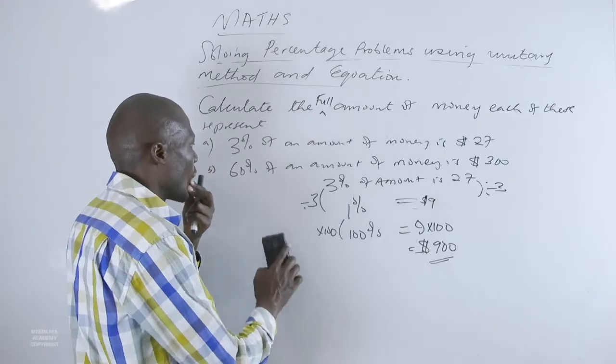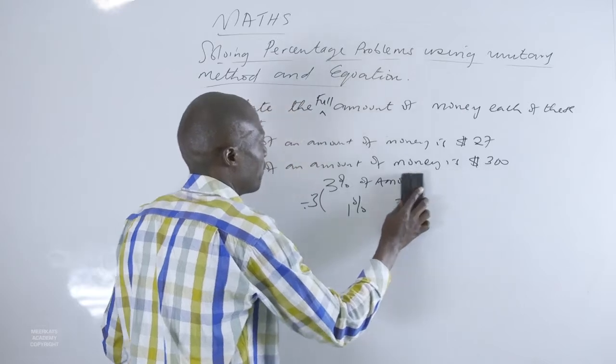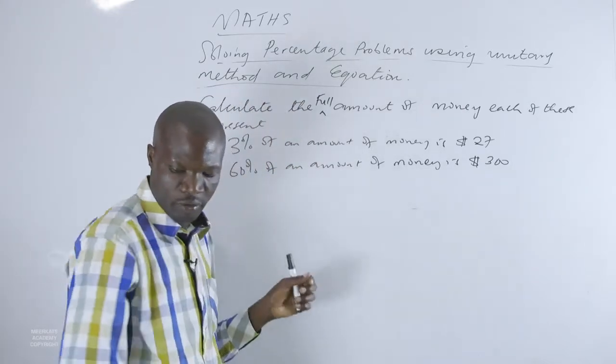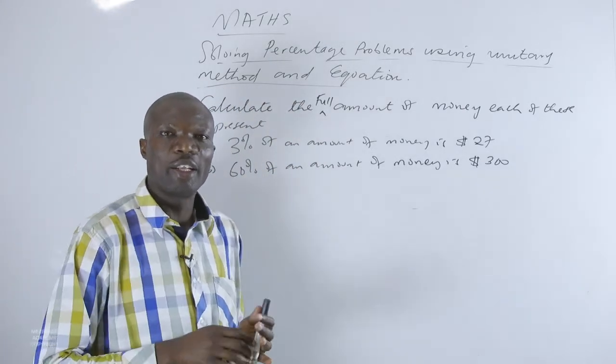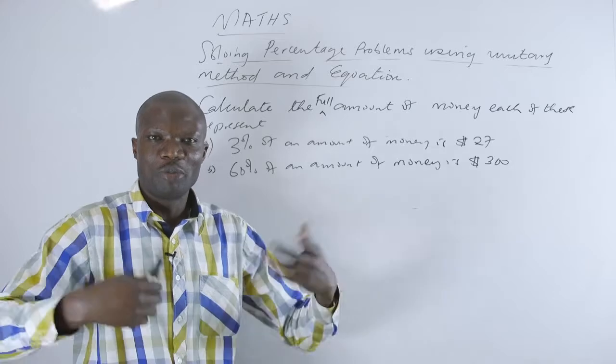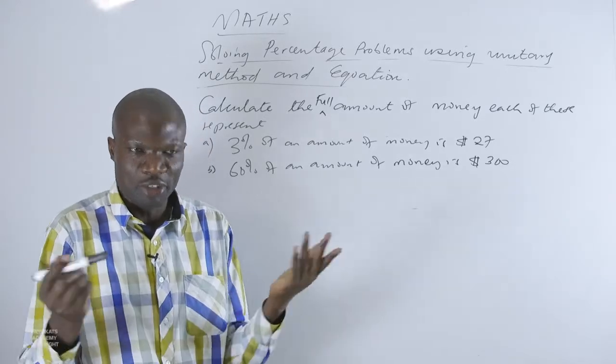Second approach: we assign the amount and say let the full amount be anything. Let's call it X today. Let's call it X.